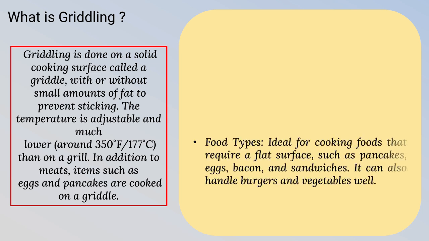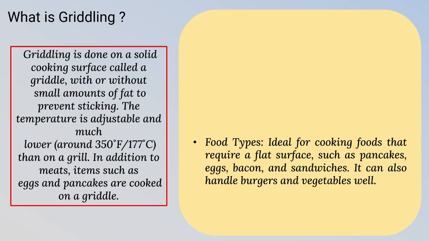What are the foods we can use for griddling? It is ideal for cooking food that requires a flat surface, firstly. And what are those things we can use? For making a pancake, you can use a griddle. For eggs also, for making fried eggs, you can always use a griddle. Frying bacon, you can also use a griddle. You can even prepare a grilled sandwich by the griddling process. It can also handle burgers and vegetables well.